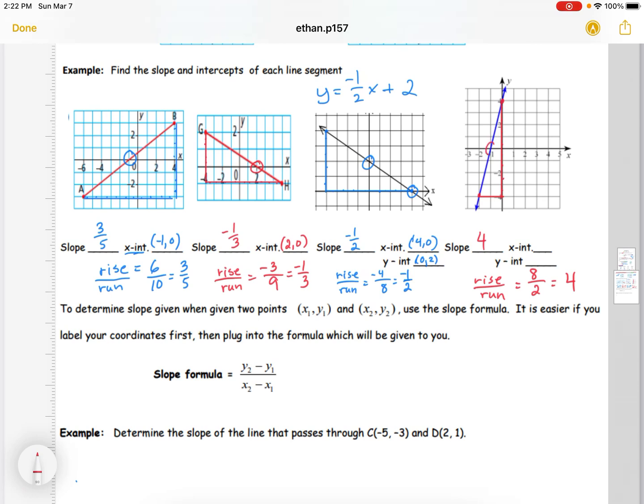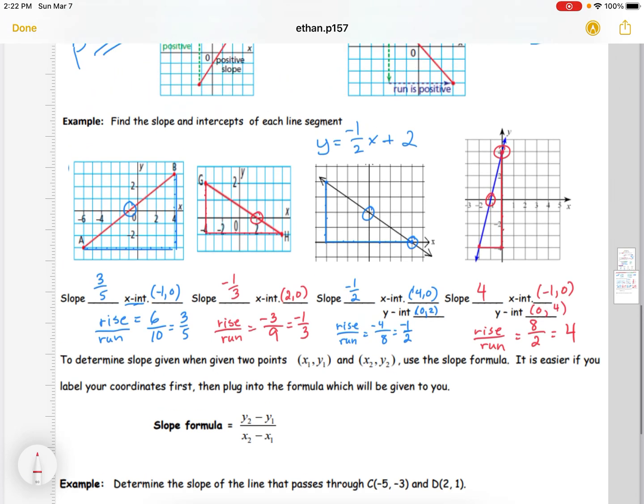Now here my x-intercept is right there, so that's -1, comma 0, and my y-intercept is up here, that's 0, comma 4. Again, I can write the equation of this line because I have the slope and y-intercept. Y is equal to 4x plus 4. Booyah! That'll come in handy later, okay?